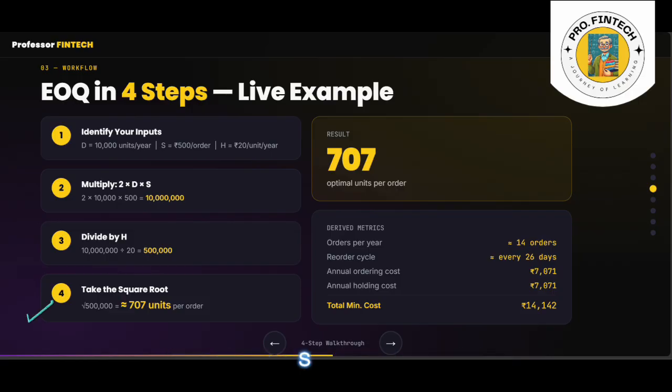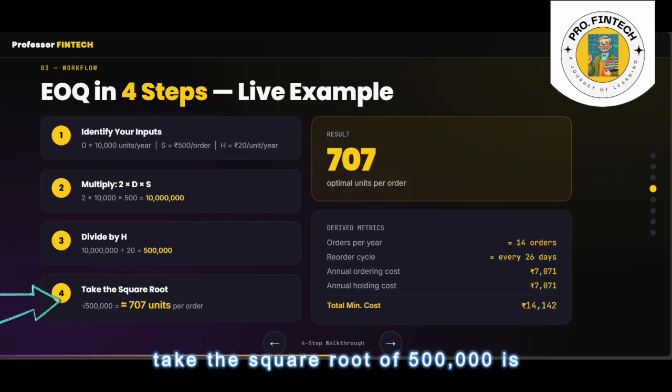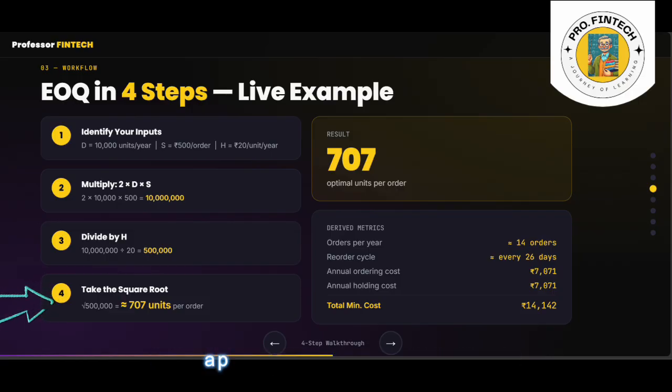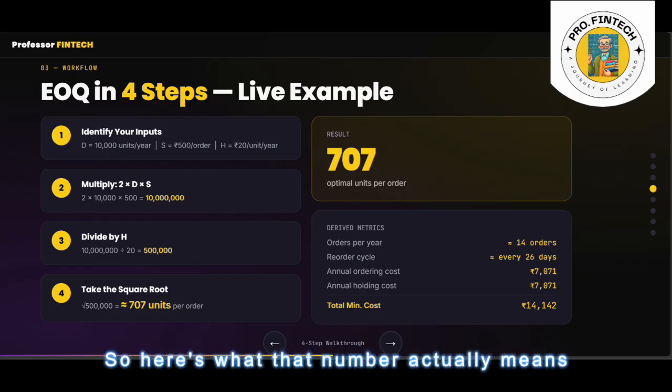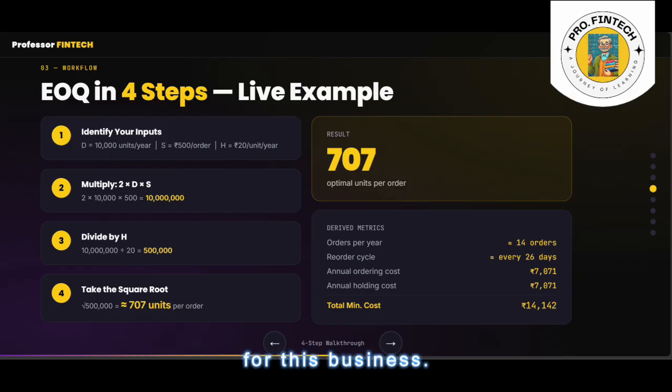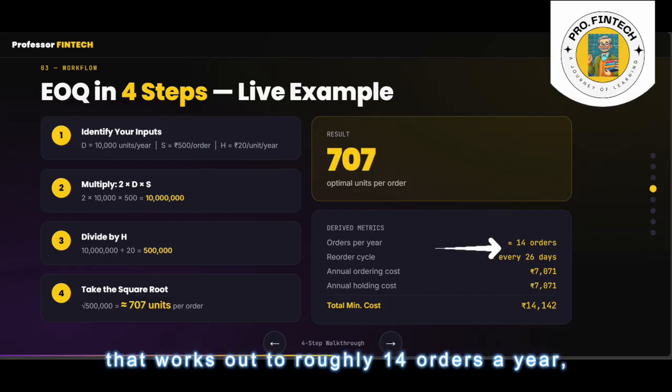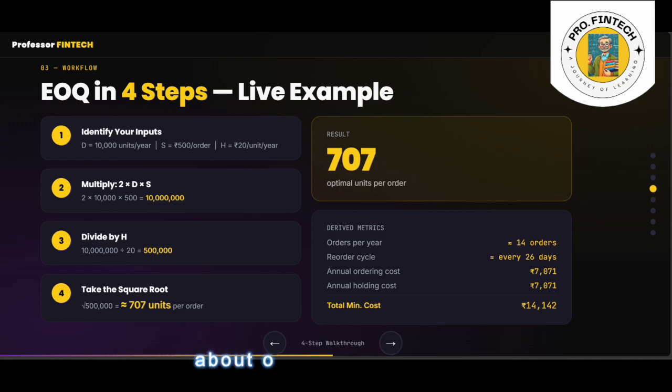Step 4. Take the square root of 500,000, which is approximately 707 units. So here's what that number actually means for this business. Order 707 units every single time. That works out to roughly 14 orders a year, about once every 26 days.